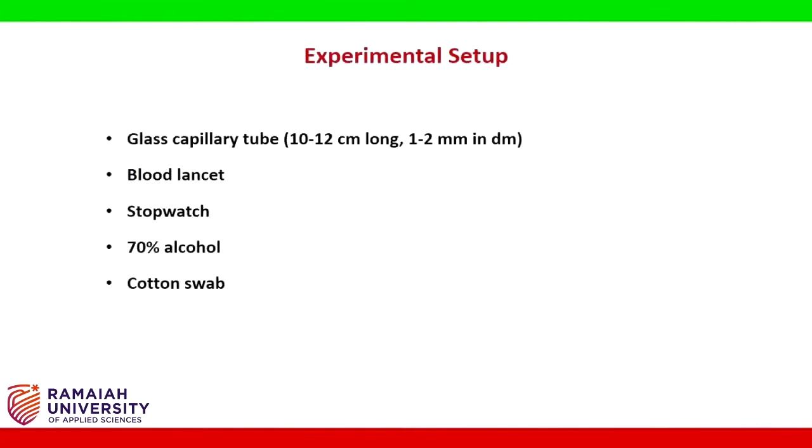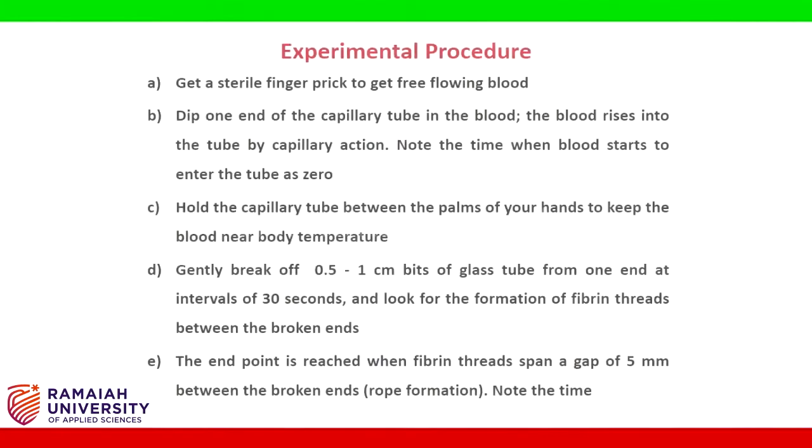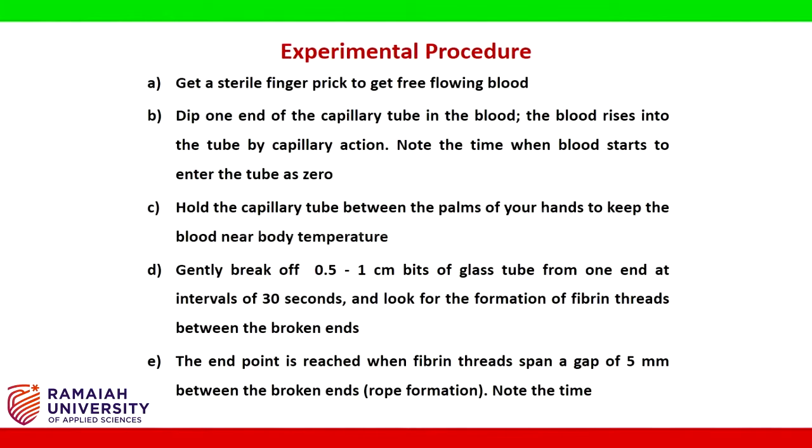Experimental setup: glass capillary tube 10 to 12 centimeters in length and 1 to 2 millimeters in diameter, blood lancet, stopwatch, 70% alcohol and cotton swab. Experimental procedure: do a sterile finger prick to get free flowing blood, dip one end of the capillary tube in the blood. The blood rises into the capillary tube by capillary action.